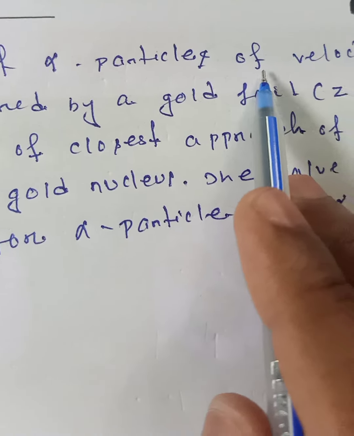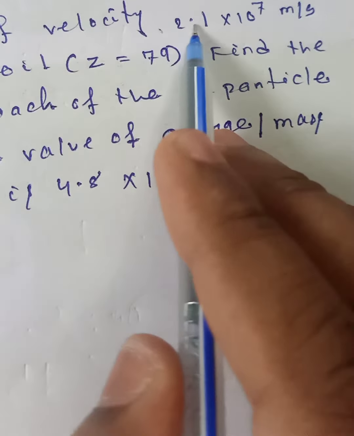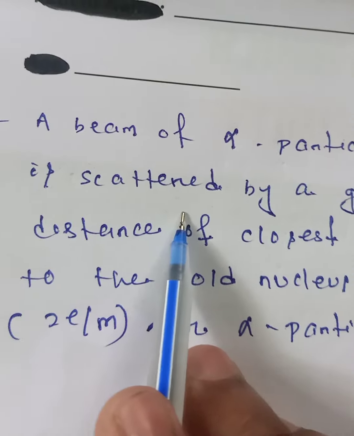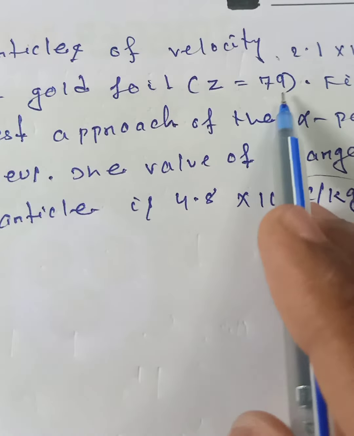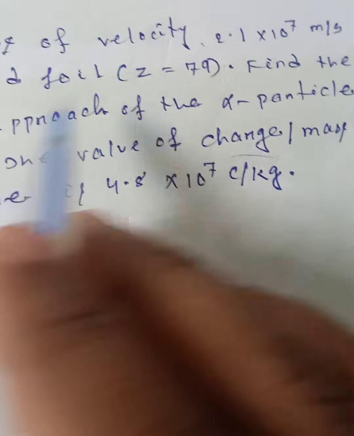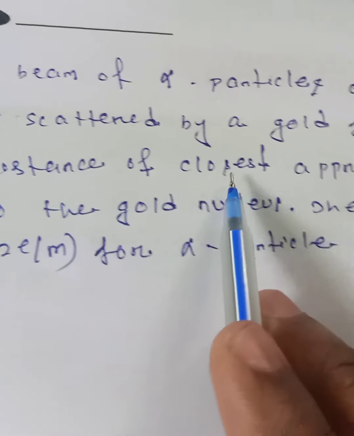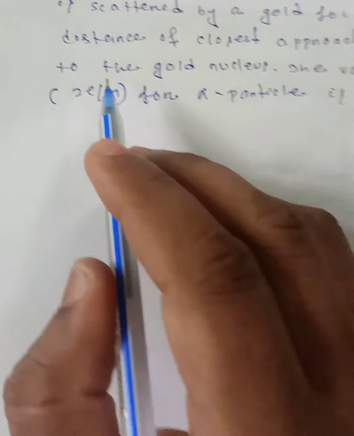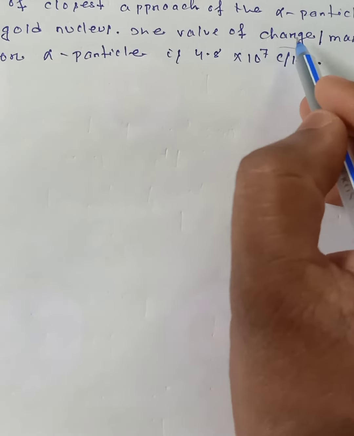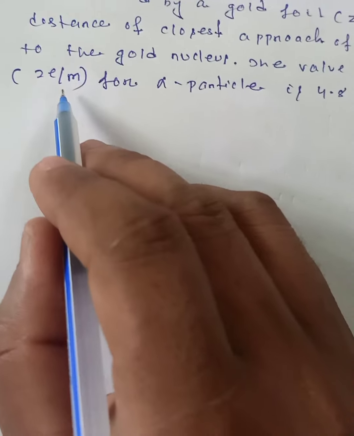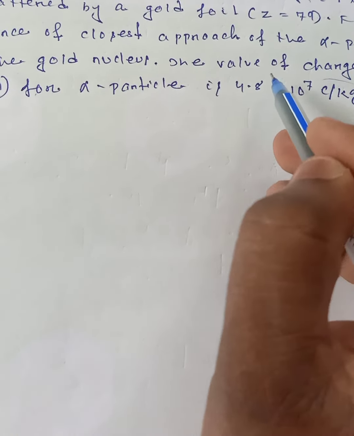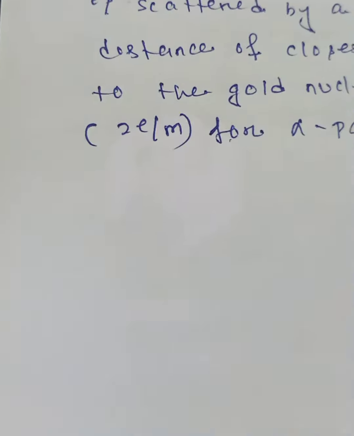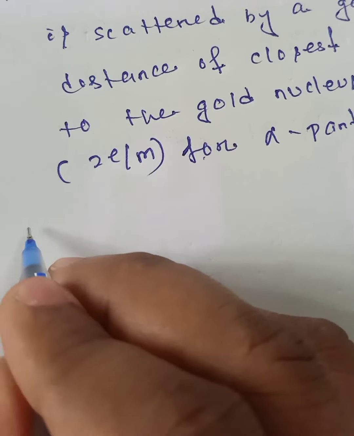A beam of alpha particles of velocity 2.1 × 10^7 meter per second is scattered by gold foil, Z equal to 79. Find the distance of the closest approach of the alpha particle to the gold nucleus. The value of the charge by mass, that means 2e by m, for an alpha particle is 4.8 × 10^7 coulomb per kg.